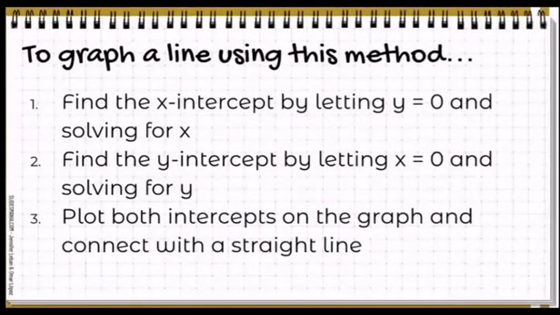To graph a line using this method, first, we need to find the x-intercept by letting y equals 0 and solving for x. Second, find the y-intercept by letting x equals 0 and solving for y. And then third, plot both intercepts on the graph and connect with a straight line.